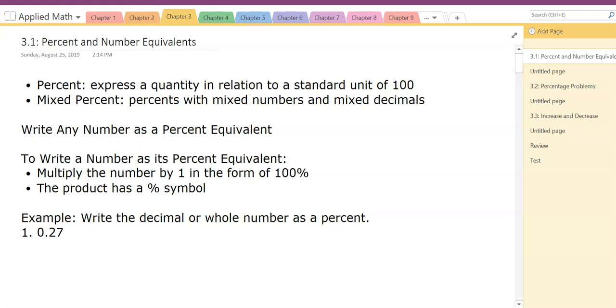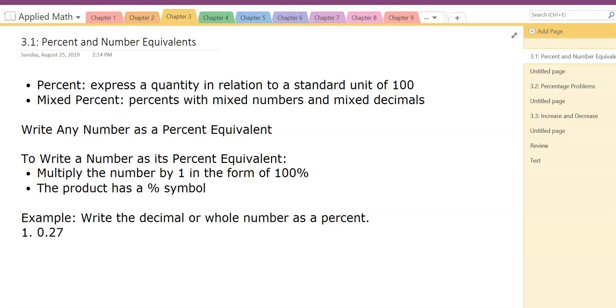Okay, so to get started here, we're going to talk about percent and number equivalents. We're going to go over what's the difference between the two of them, and how you can go back and forth between percents and what they would be as a number. We're going to first focus on decimals and how to get them to be percentages.